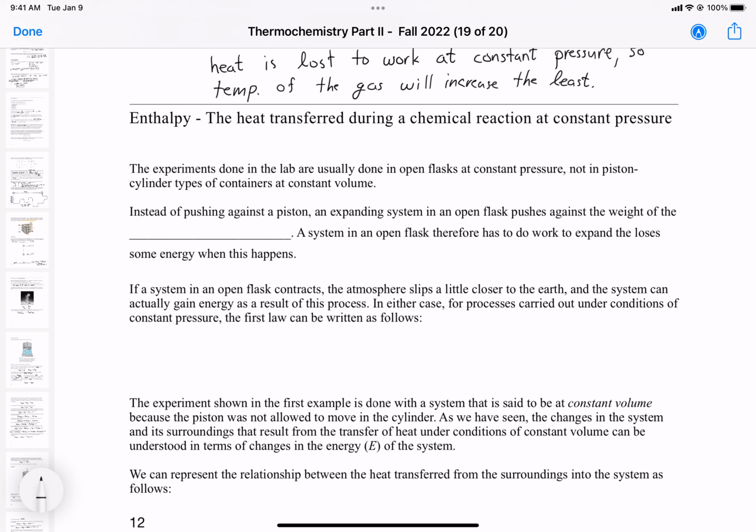All right. So now let's talk about enthalpy. So enthalpy is actually a pretty interesting concept. So enthalpy is what we define as the energy or heat of a chemical reaction at constant pressure.